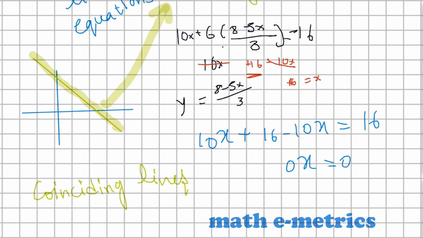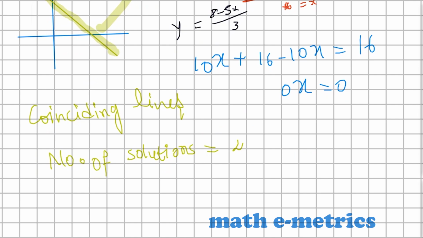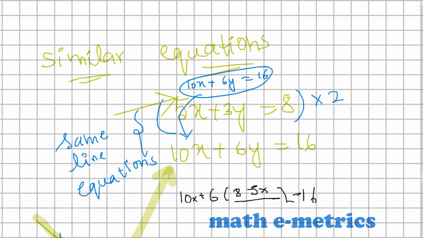So the number of solutions is equal to? Infinity, like any number of solutions. So all my points are coinciding, right? Therefore, the number of points, the number of solutions, is infinity. So these are called similar equations.